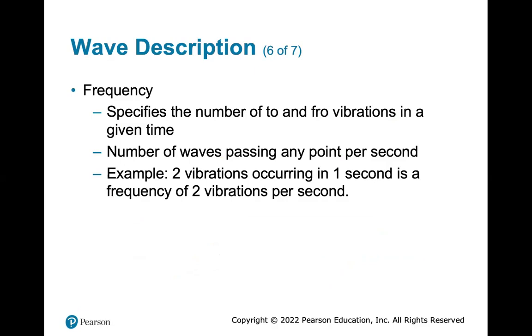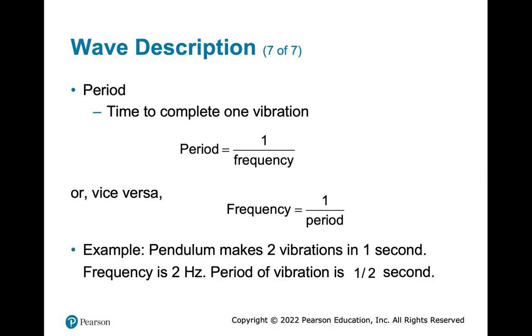Now, the number of waves passing any point per second, cycles per second. Example, 2 vibrations occurring in 1 second is the frequency of 2 vibrations per second. If you have 4 vibrations occurring in 1 second, it's 4 vibrations per second, or 4 hertz, or 4 cycles per second. Okay, so the period is the inverse of the frequency, the time to complete 1 vibration. The period is equal to the inverse of the frequency, and the frequency is the inverse of the period.